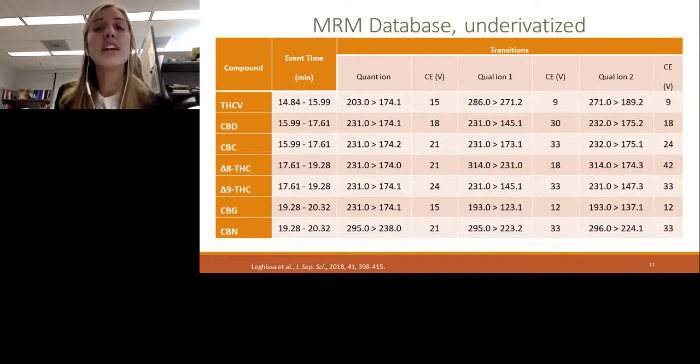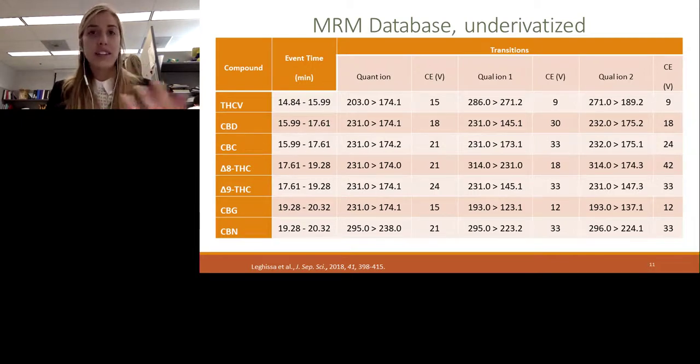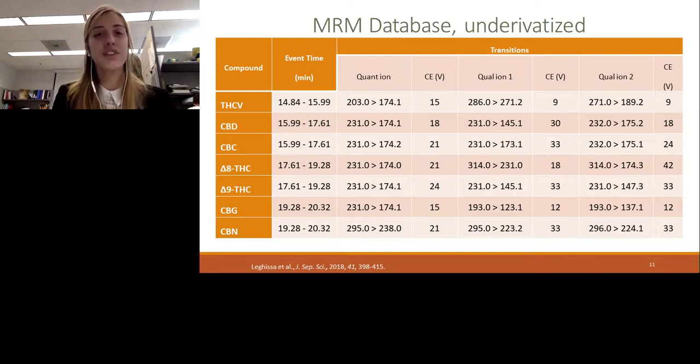So you can see how there are 3 different columns that describe 3 different transitions for each cannabinoid. And in many experiments, only one transition is enough to specify and differentiate among different molecules. But in this case, once we were studying the results, we saw how all the cannabinoids between CBD and CBG actually share the same transition. So we decided to use even the second transition to further differentiate among them.